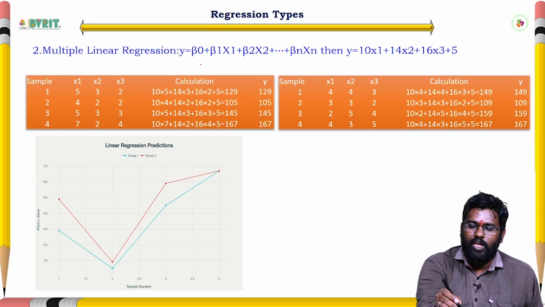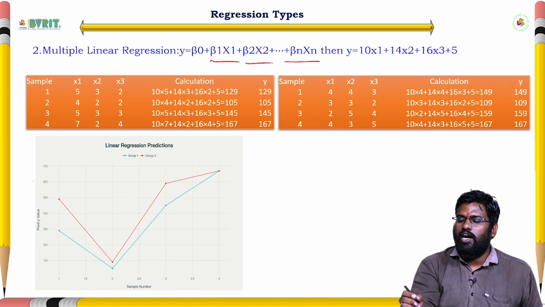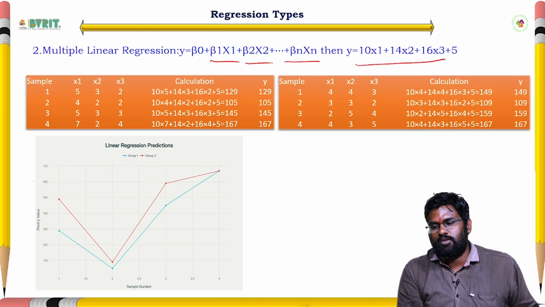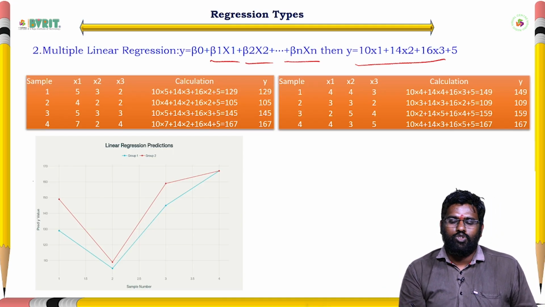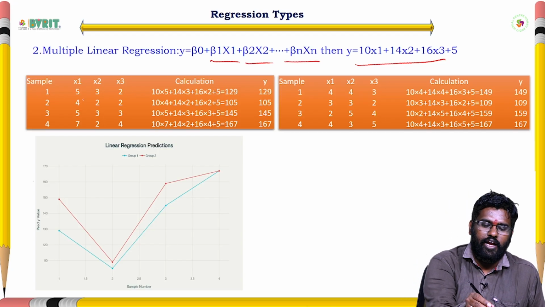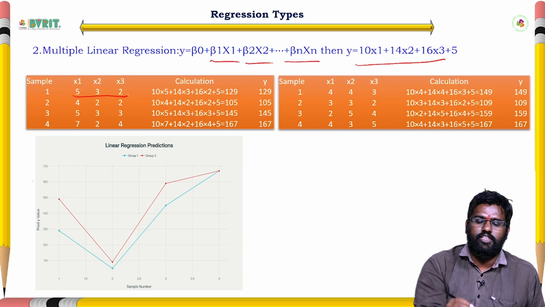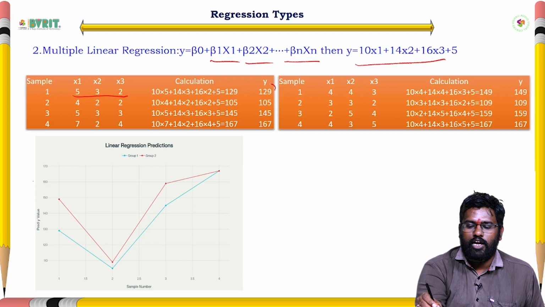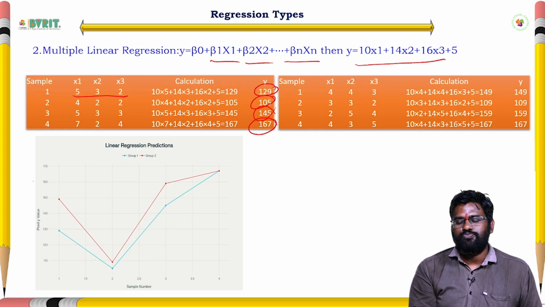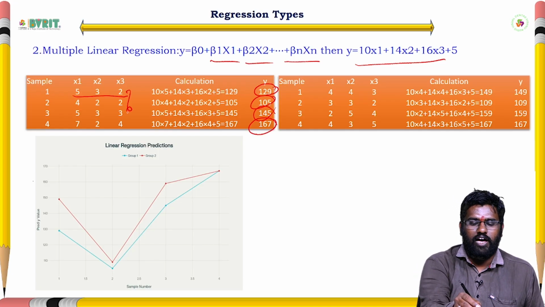So that means b0 plus b1x1 plus b2x2 plus and so on. Let us assume that we are taking one example: 10x1 plus 14x2 plus 16x3 plus 5. For example, let us assume I have taken the x1, x2, x3 values as 5, 3, 2. Based on that we are calculating 129, next 105, 145 and 167. These are all assumed values.